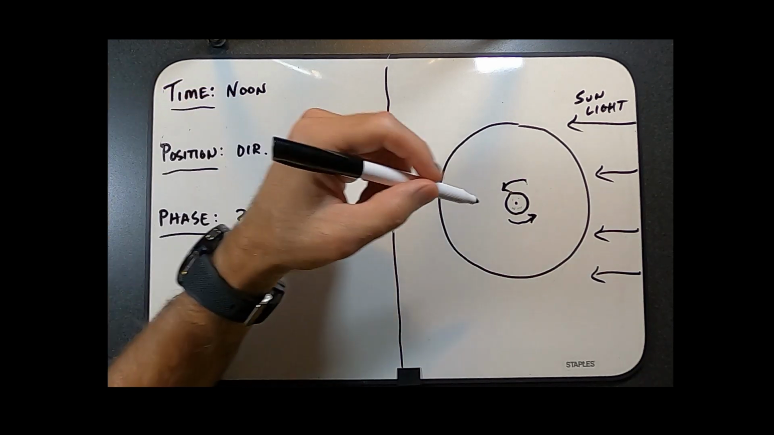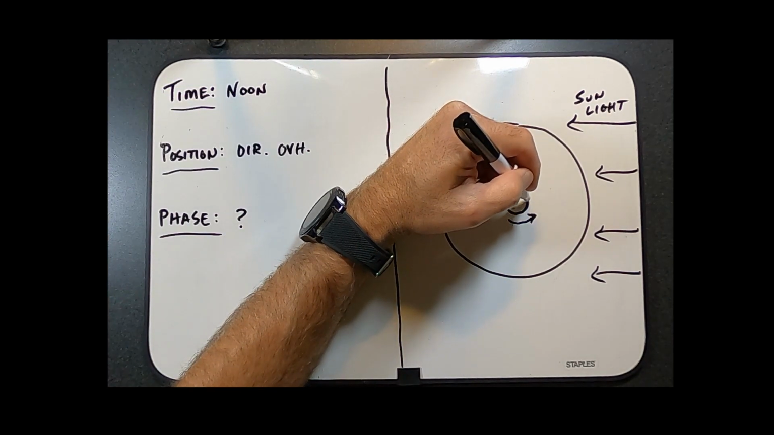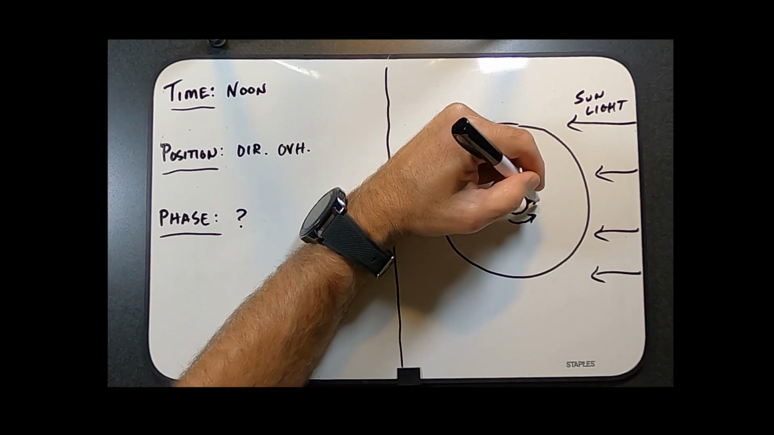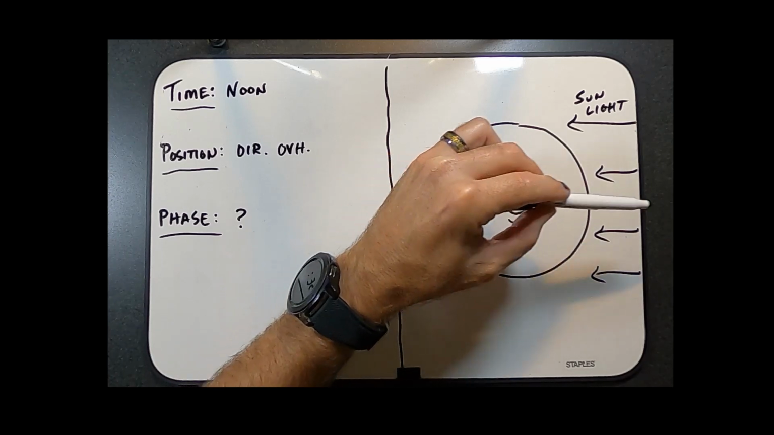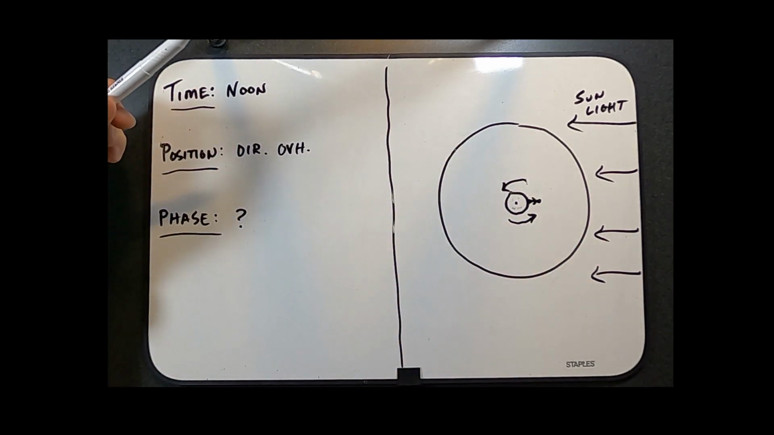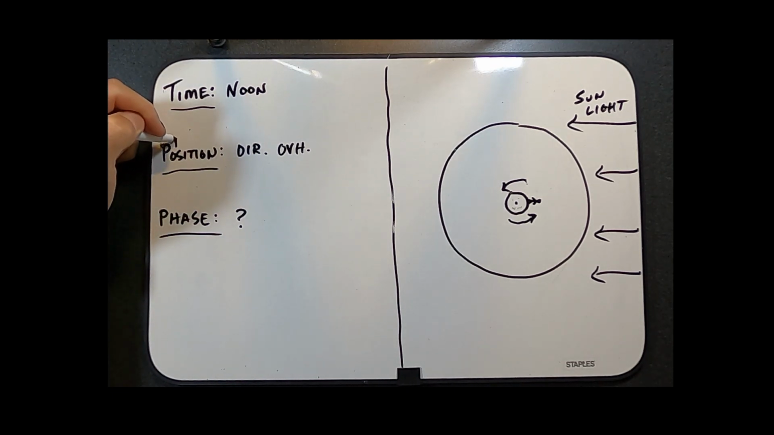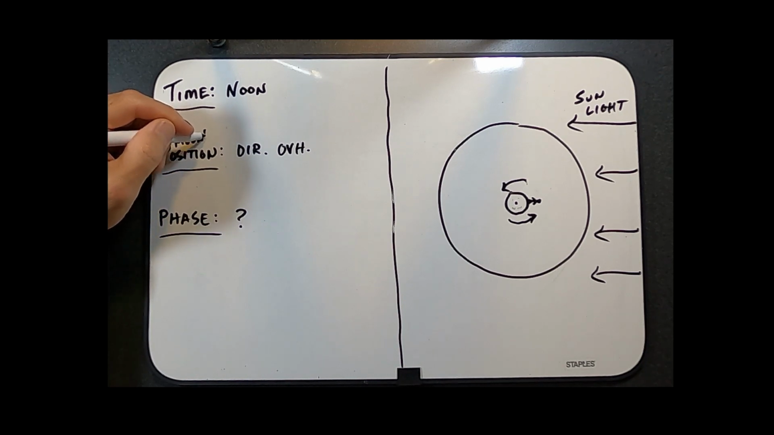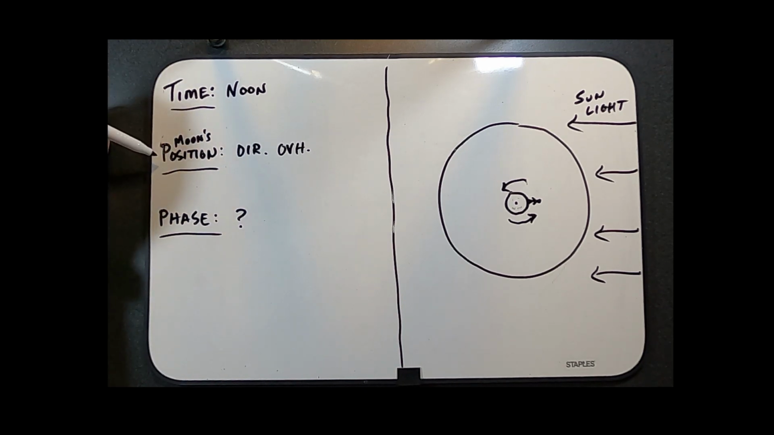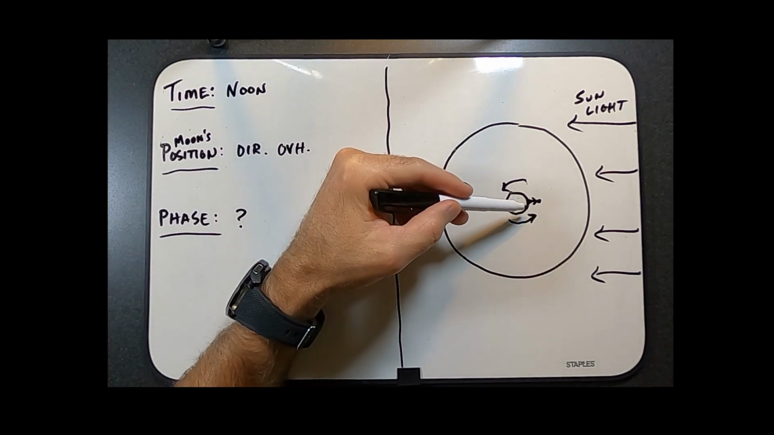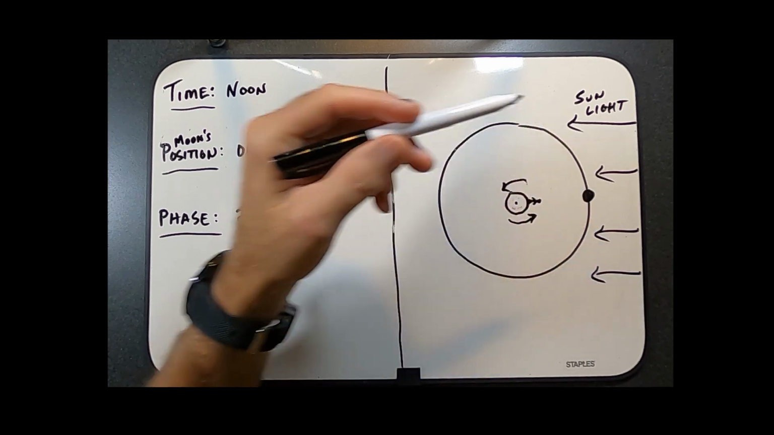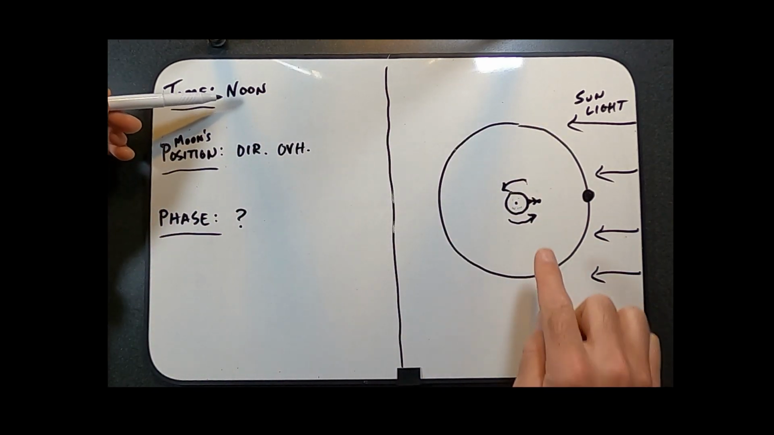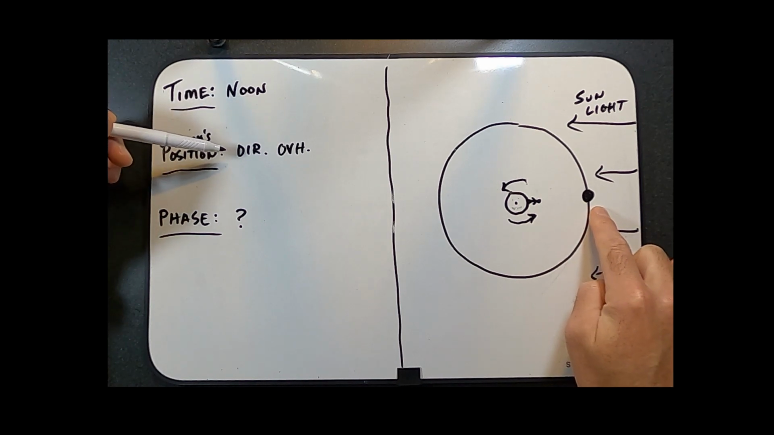So if it is noon, that means you have to be standing on Earth. I'll make a little stick figure here, like that. You would have the sun directly over your head, the sunlight coming down on you. Let's call it noon, with the sun directly overhead. Now this is saying the moon. Make sure you're clear, this is the moon's position. If we say the moon's position is directly overhead, and here you are, then the moon directly overhead would be right here.